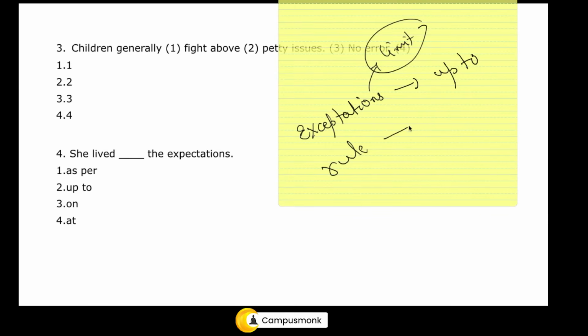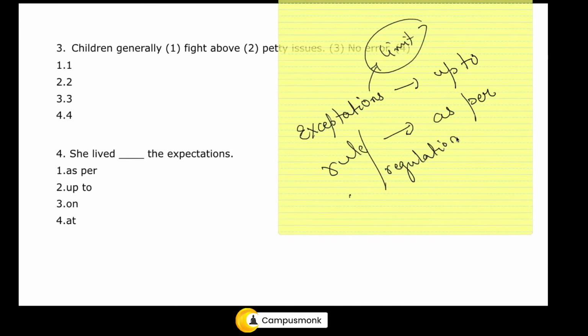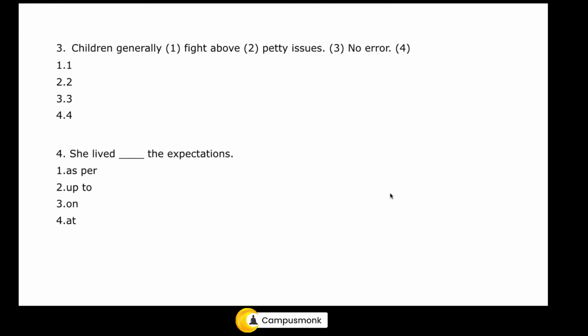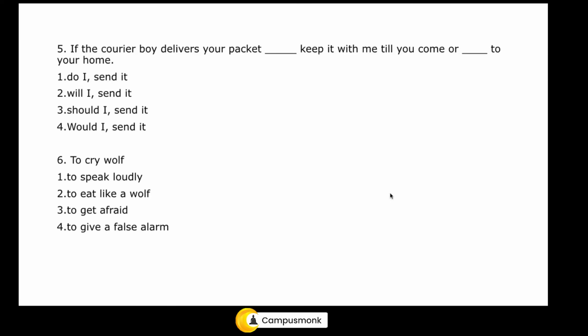When the situation is about rules, you live as per the rules, even if it is rules and regulations, both. You always live as per the rules and regulations. But for expectation, it is always "up to." So your answer is option number 2, that is "up to." She lived up to the expectations. Moving on, your time has started. So similarly, try answering this question.